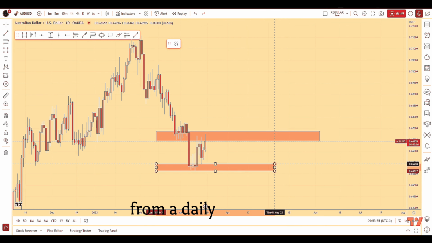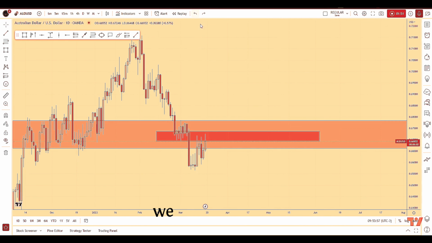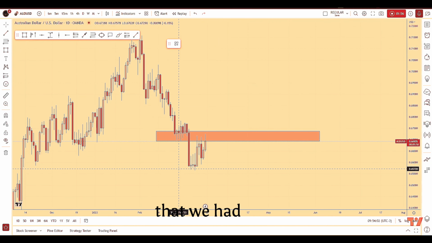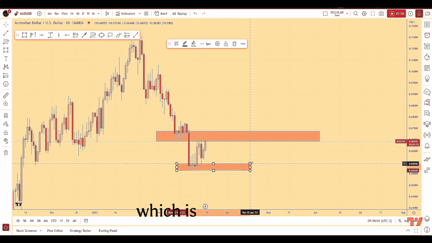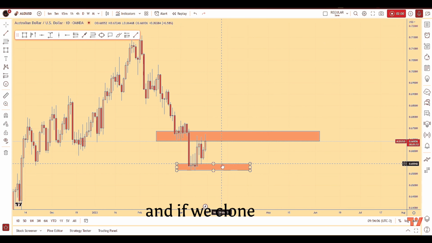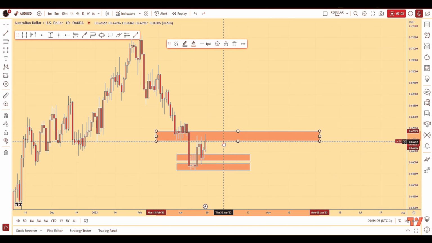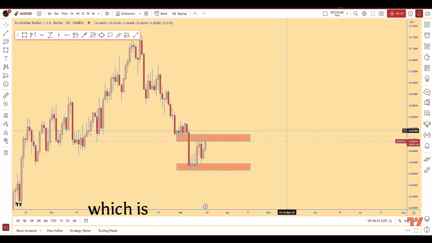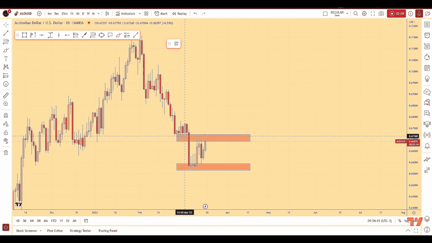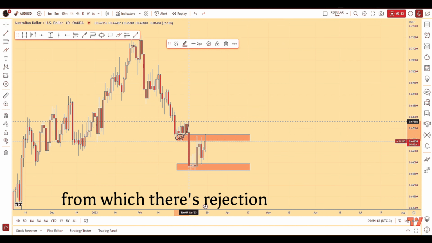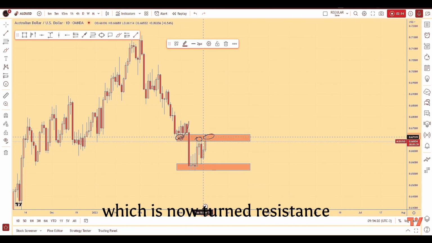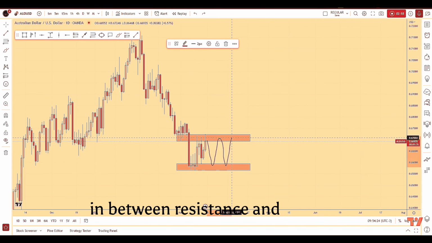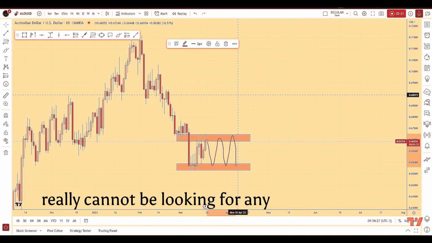What we can see here from a daily perspective is that at the low, we have a market which is currently bounded by the previous support that we had here, which is still acting as support, which is this one here. And if we clone this and we move it to the top, we can see that at the same time, we also have resistance at the top, which is coming from this previous daily support from which there's rejection to the upside started, which is now turned resistance. Now, until this market will remain bounded in between resistance and support, we really cannot be looking for any large movement.